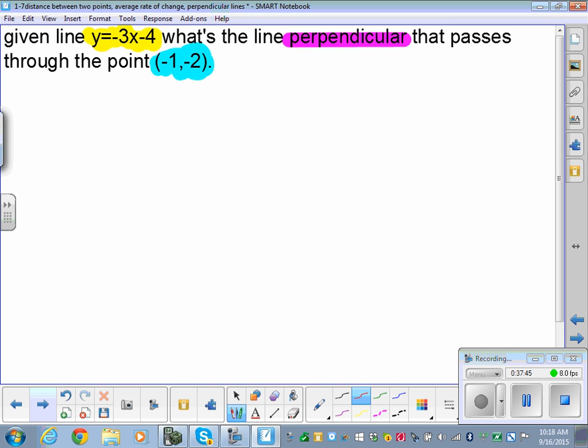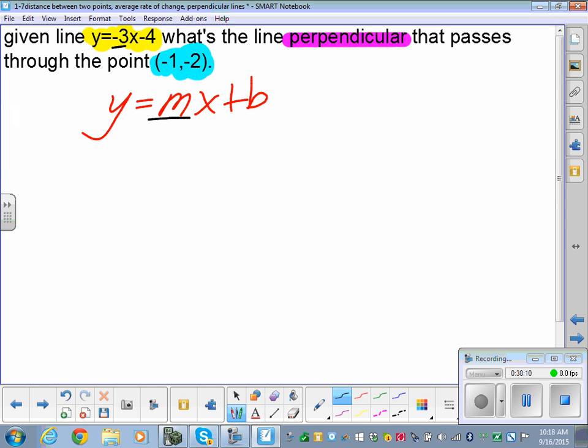Here we go. Given the line y is equal to negative 3x minus 4, what's the line perpendicular that passes through the point negative 1, negative 2? Well, I'm not going to graph it. I just want to know the perpendicular line. So I know that lines have the form y is equal to mx plus b. Now the slope is easy. We look at the slope we were given, do the opposite and the reciprocal of it.